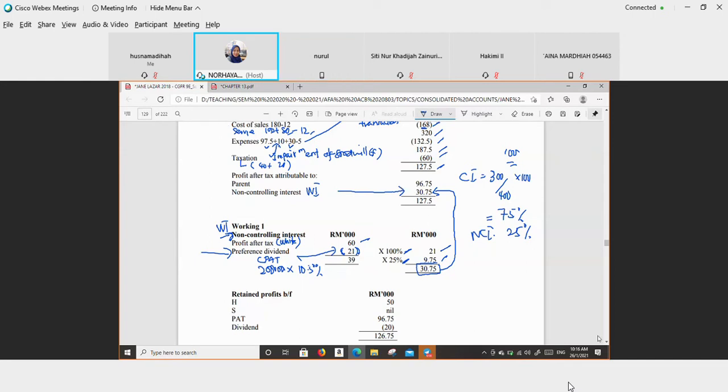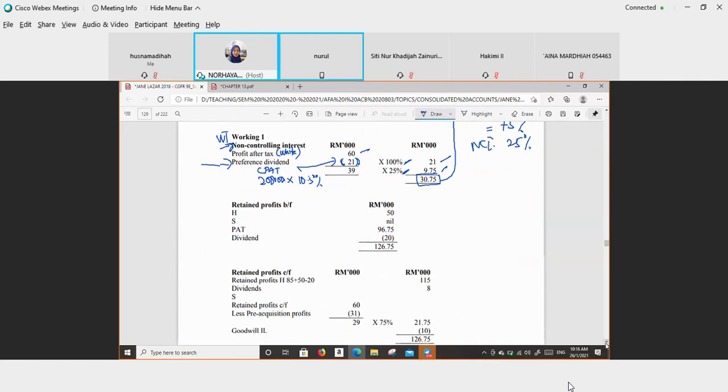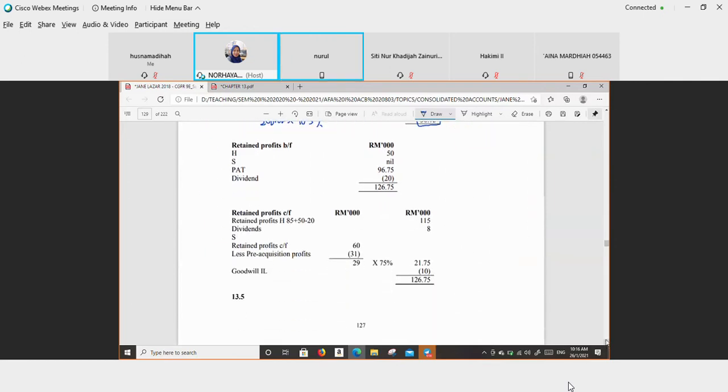But it also shows the workings. Normally, consolidated profit or loss comes together with the equity part, with the changes of equity. For example, they will usually ask whether it is group retained profit brought forward, or group retained profit carried forward. They usually come together. For group retained profit brought forward, H and S are zero. Why zero?